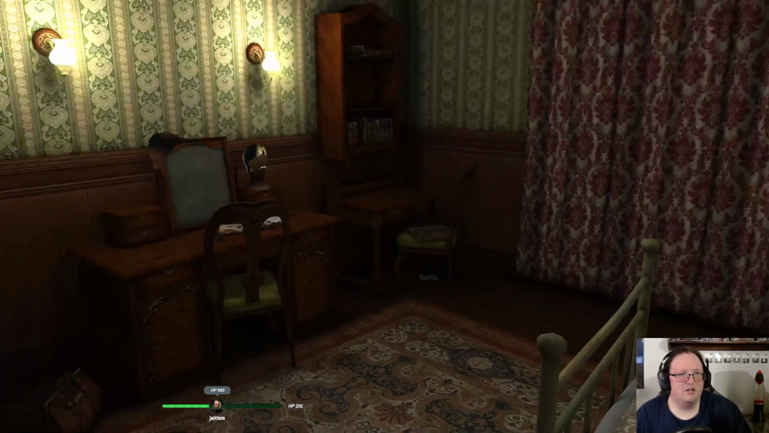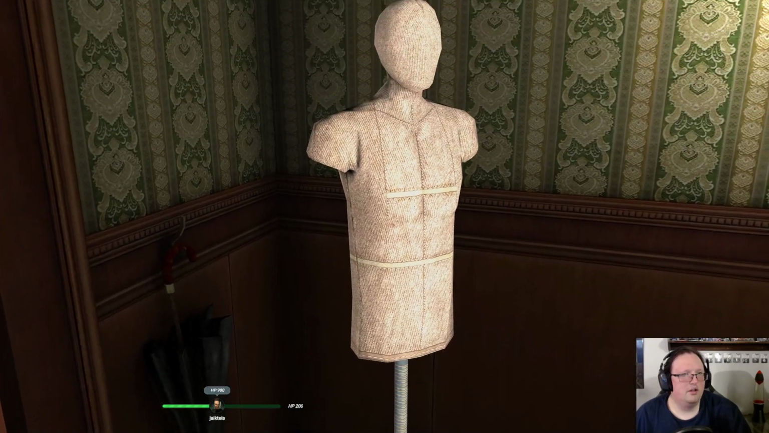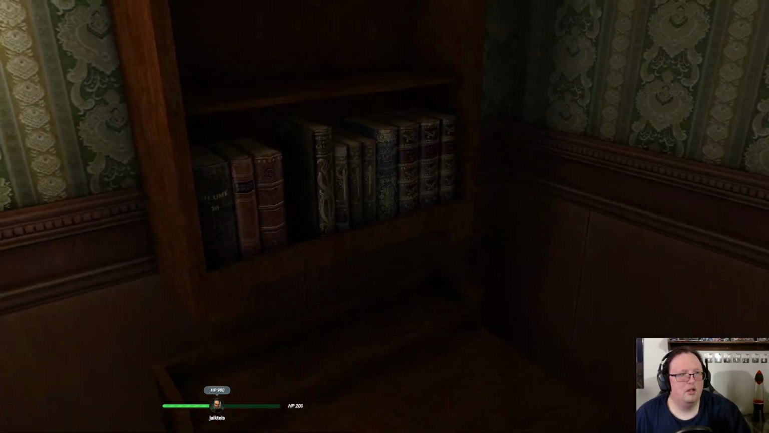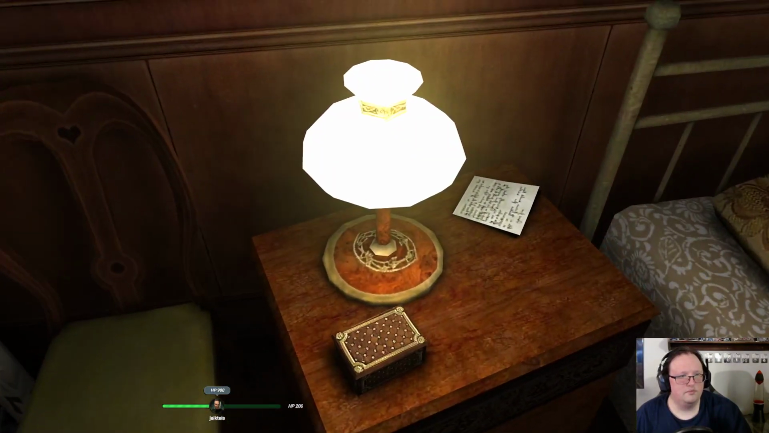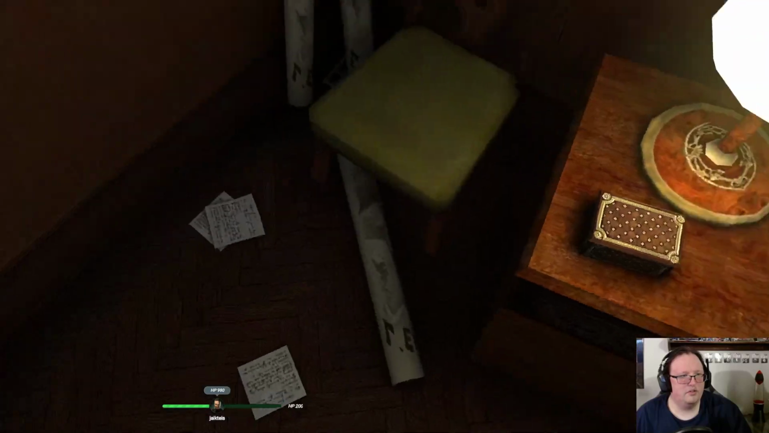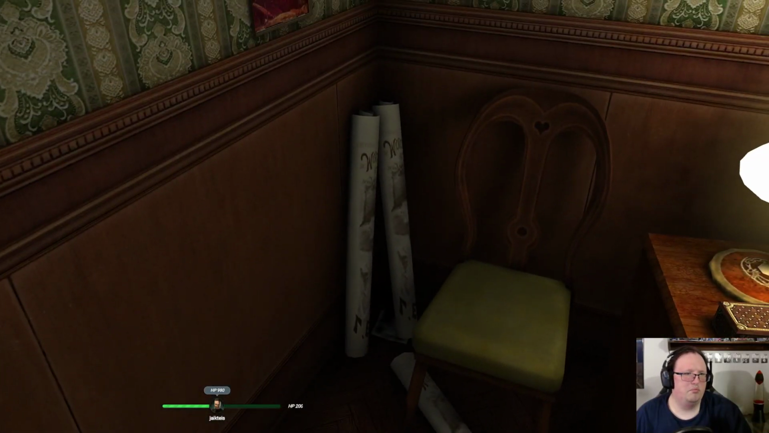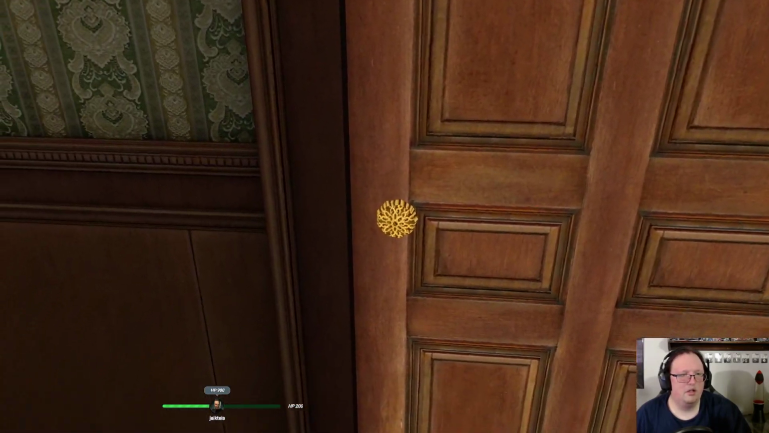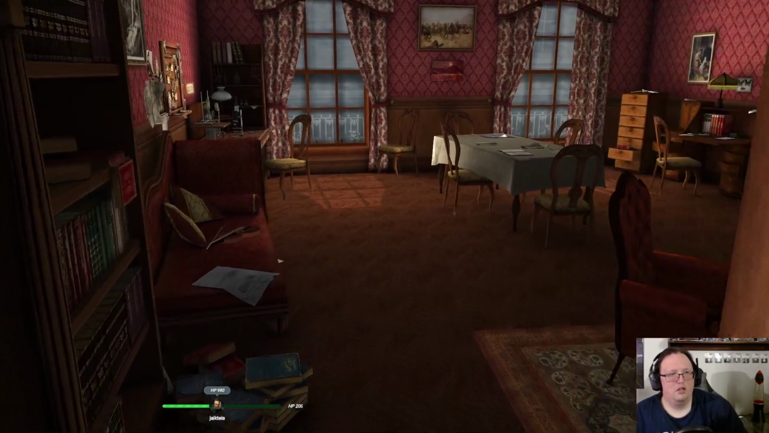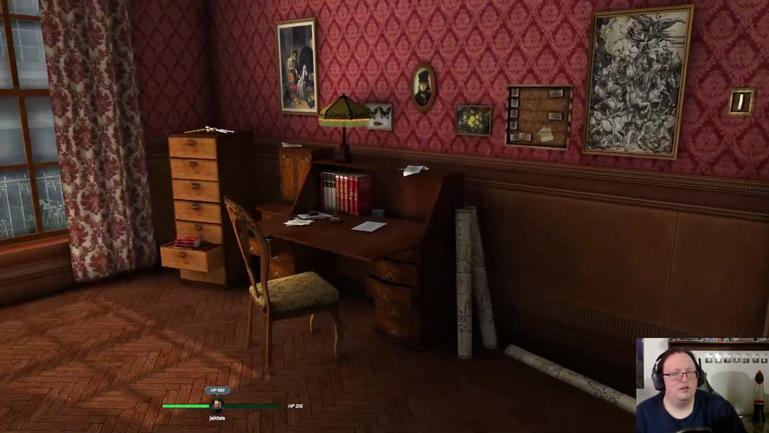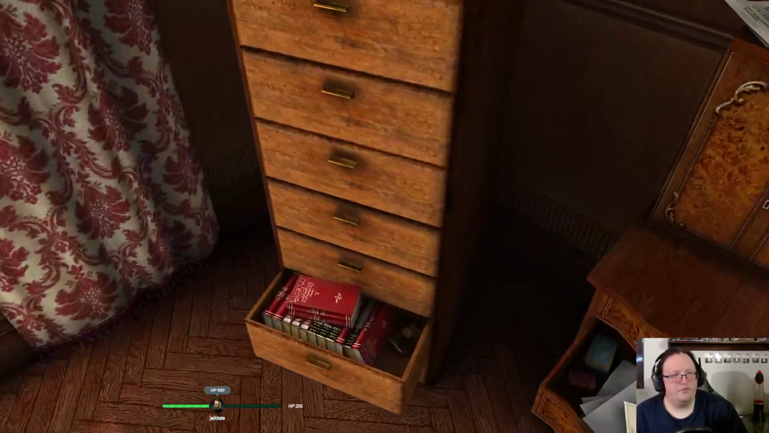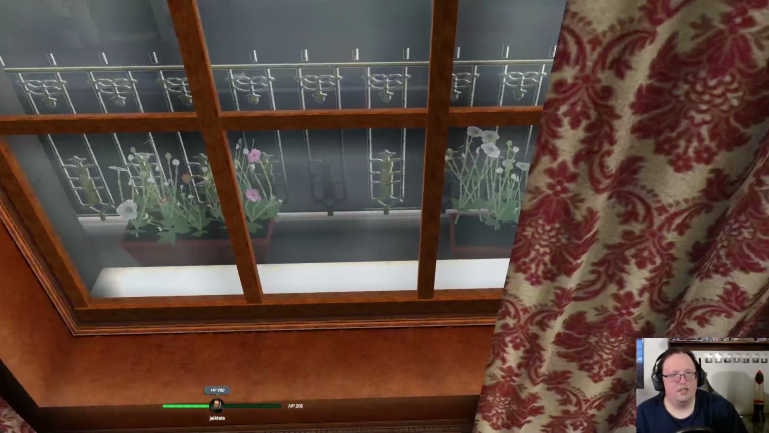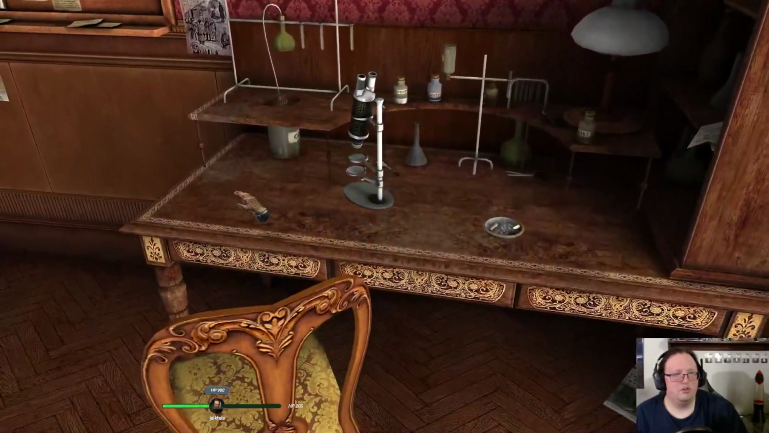Holmes has a bust of himself. Okay. Nothing too weird about that, yeah? Letters all over the place. Some posters. Alright. Let's see. Something that I need to be doing. I just don't remember what.